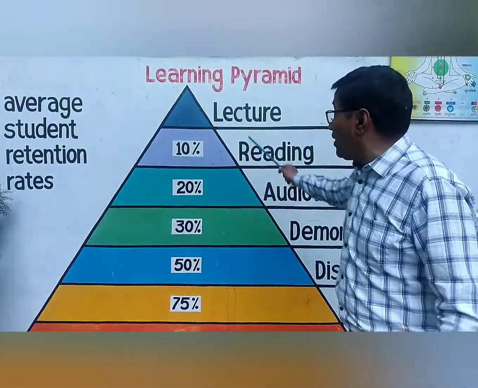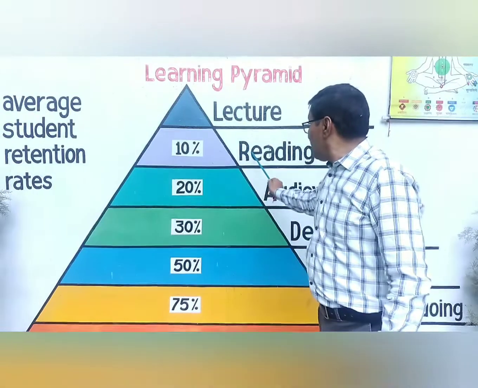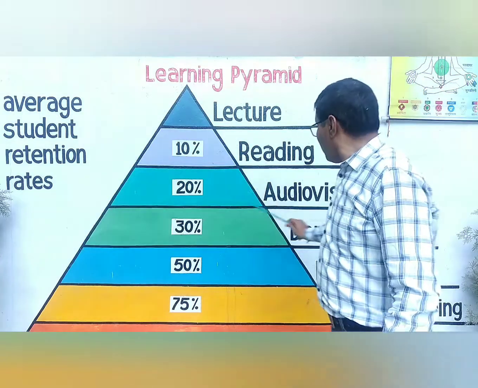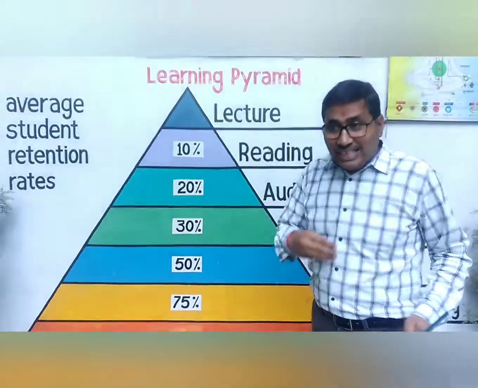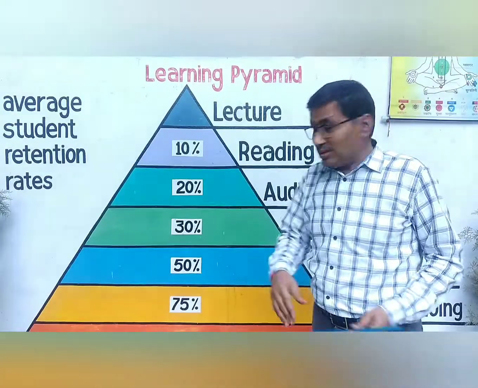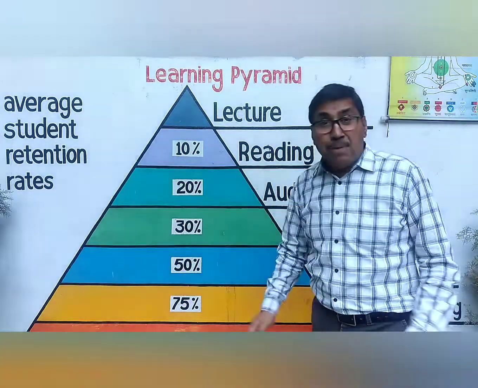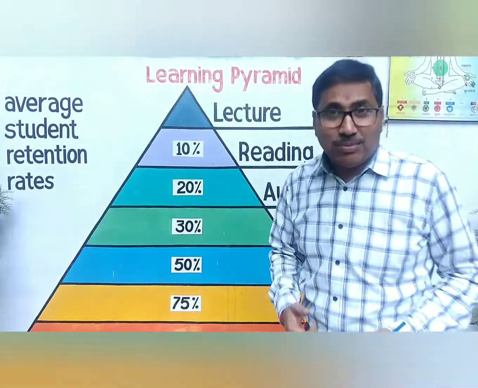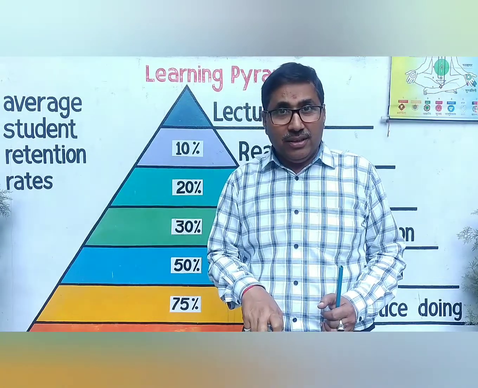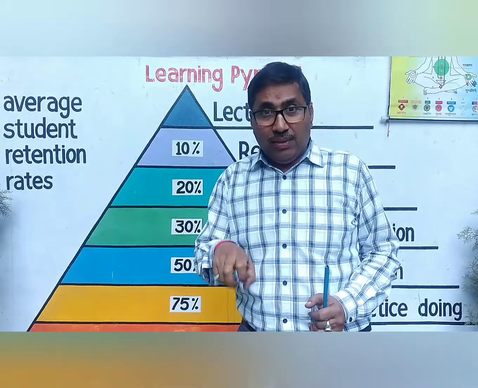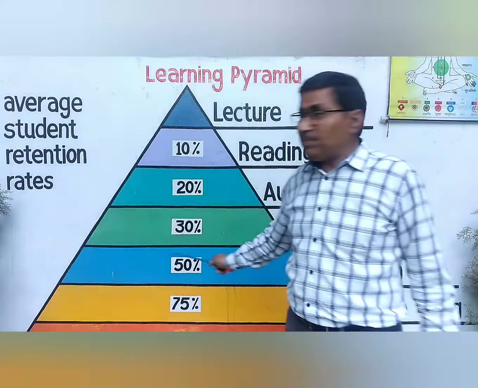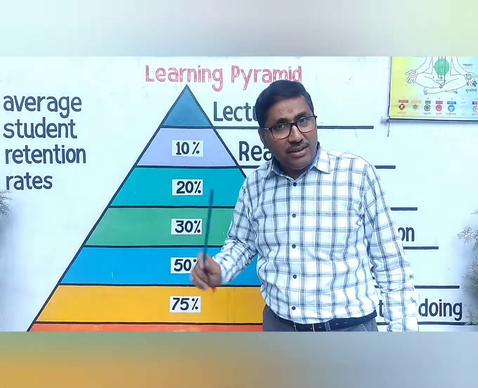So that is whatever we have to do. Never lecture. Reading is important because learning depends on reading. Audio visuals support the learning. Demonstration gives more support to the learning. But discussion, 50% support. When you discuss something, that means you are at the stage of understanding, at the cognition level, understanding of learning. So demonstration 30% and discussion 50%, average student retention rates.